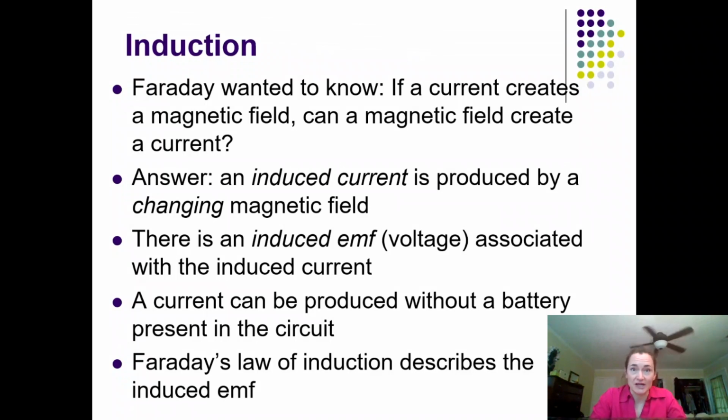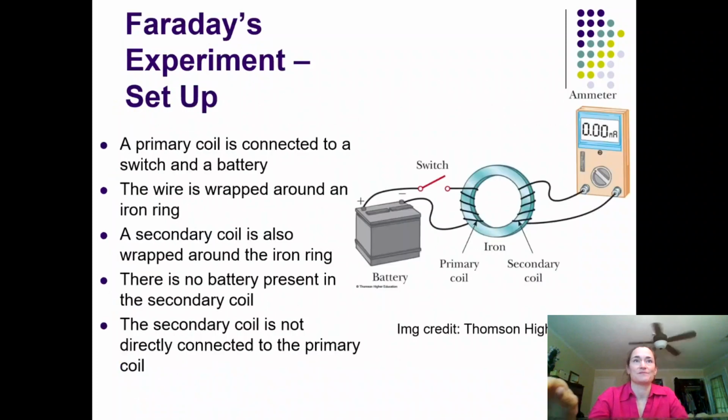And Faraday's law predicts in an equation what that induced EMF will be. So what you can see is that a current can be produced without a battery present in the circuit if you have a changing magnetic field. And Faraday's law of induction describes that induced EMF.